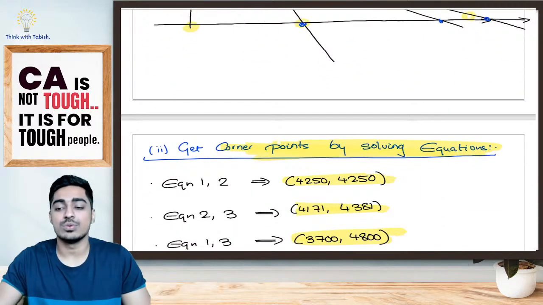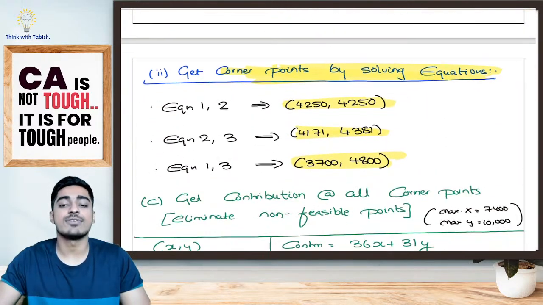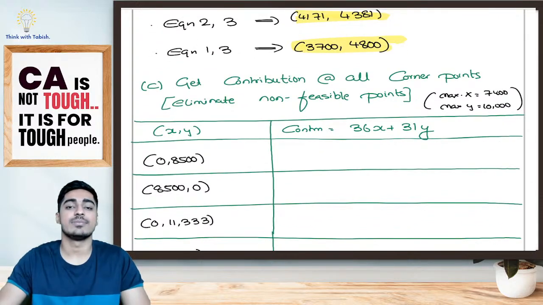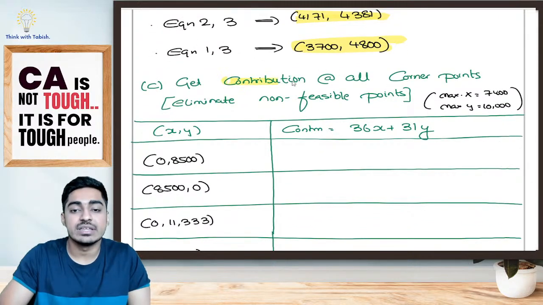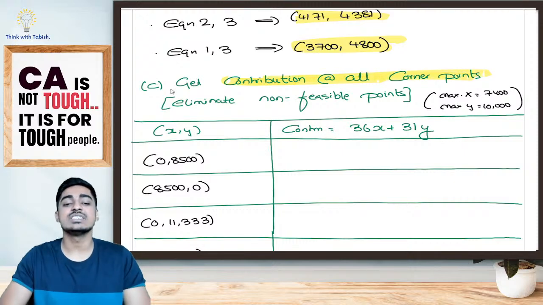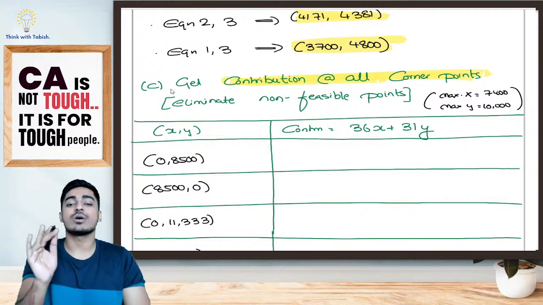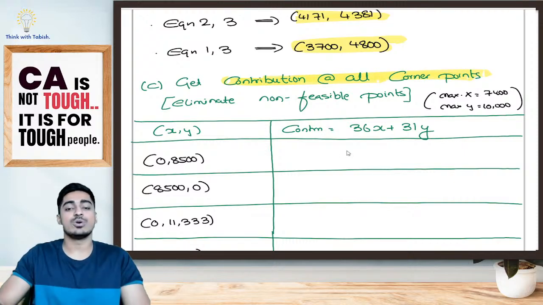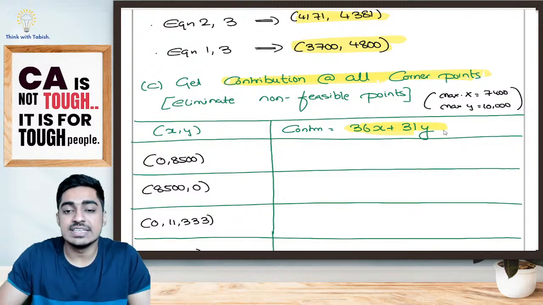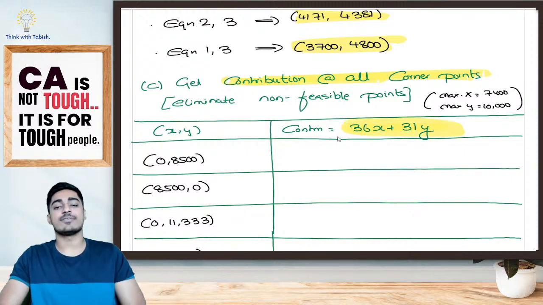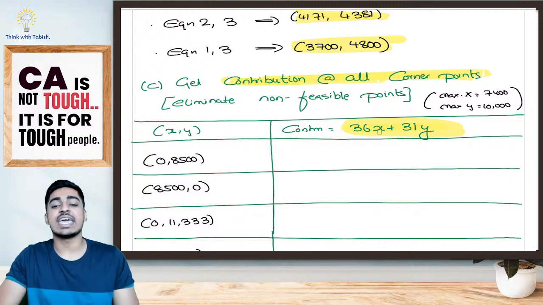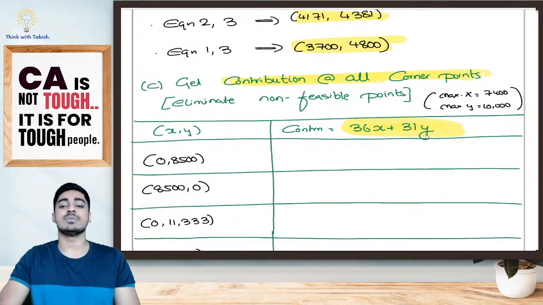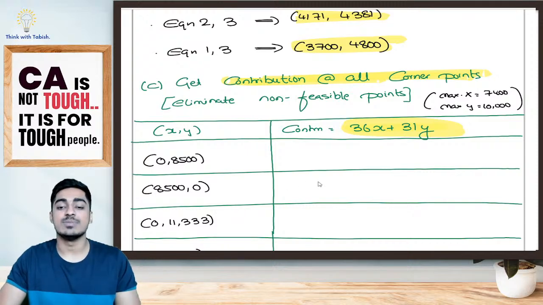Now what we need to do? Now it is very simple. We have all the corner points available. We want to see at what corner point the contribution is maximum. How do we get the contribution? We know it is 36X plus 31Y. By selling 1 unit of X, we get 36 rupees; like this, X units will be sold. By selling 1 unit of Y, we get 31 rupees; like this, Y units will be sold.